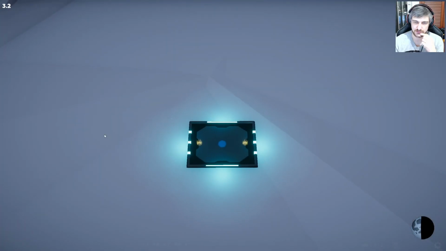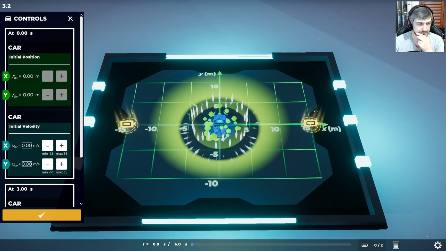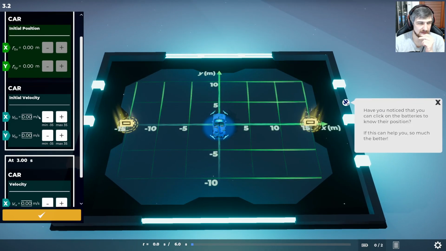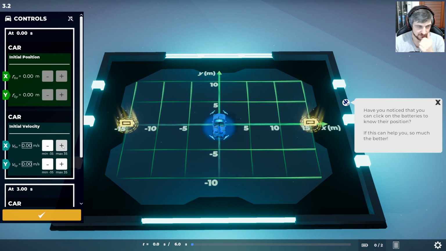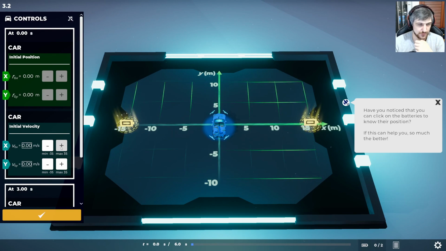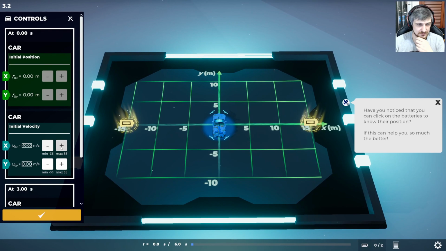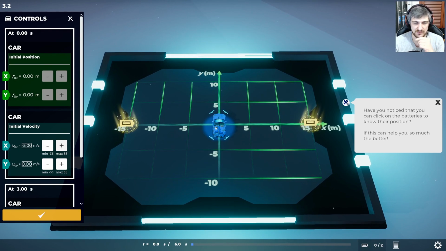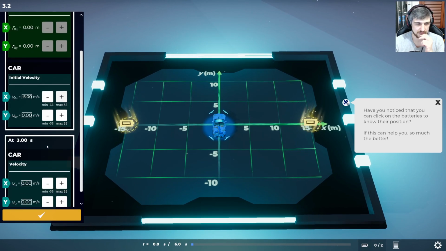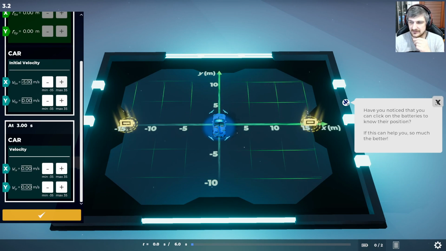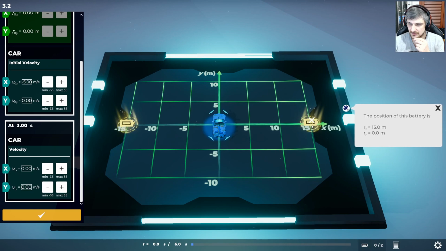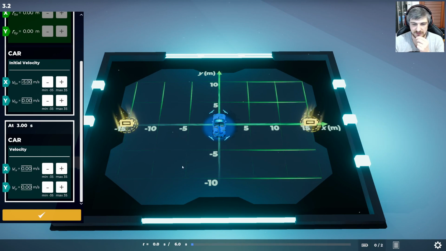3.2, looks like we got to go this way and then go back, which is going to be awkward. How do we do this? Okay, so we've got 6 seconds. So we need to go, if we do it per second, we can go minus, no, we go minus. But then we've got to do this. Ooh, this is a little tricky. Have you noticed the batteries? Have you noticed you can click on the batteries to their positions? Oh, interesting.